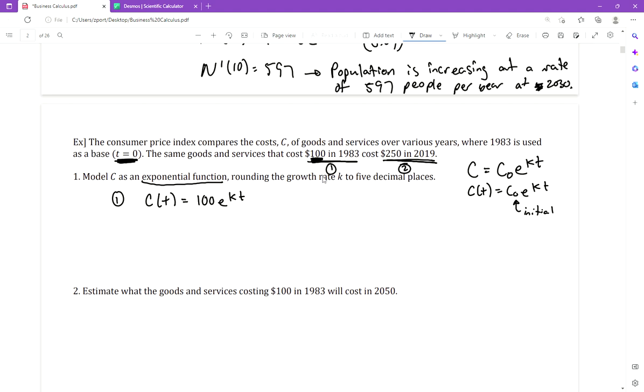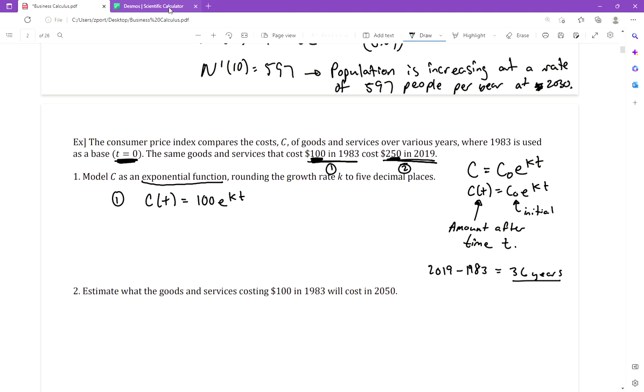Now number 2, they're saying it became $250 in 2019. So that's going to be this amount, an amount after time t. We just need to calculate. From 1983 to 2019, we can just subtract those. 2019 minus 1983 is 17 plus 19 years, which is 36 years. So there's a 36-year difference between those two.